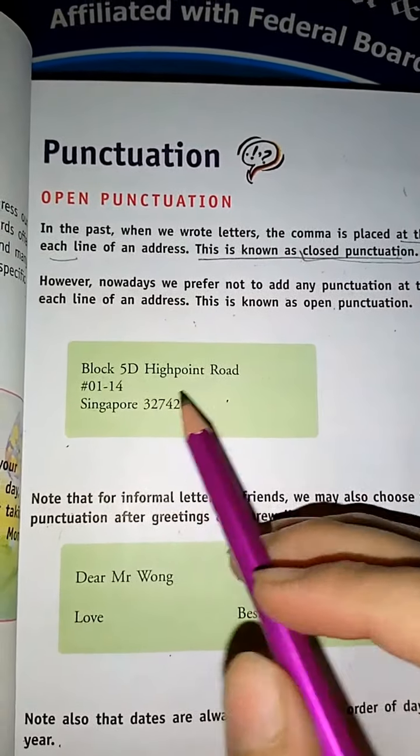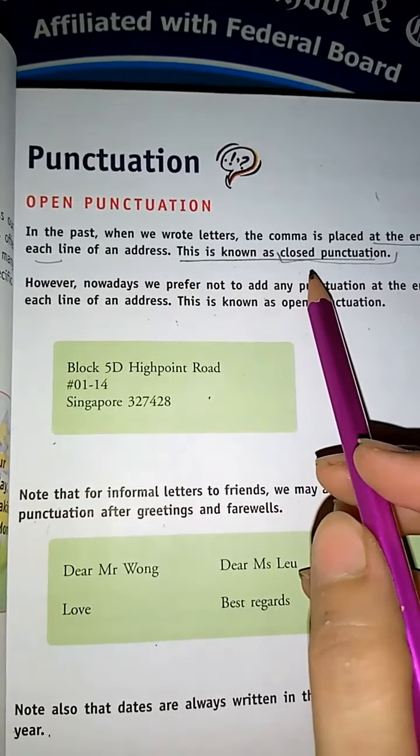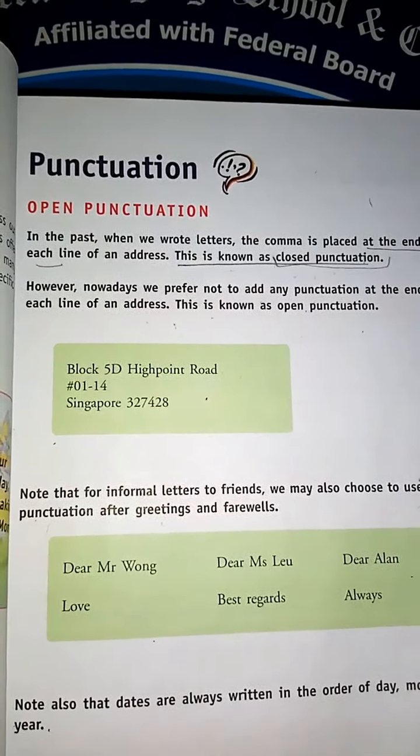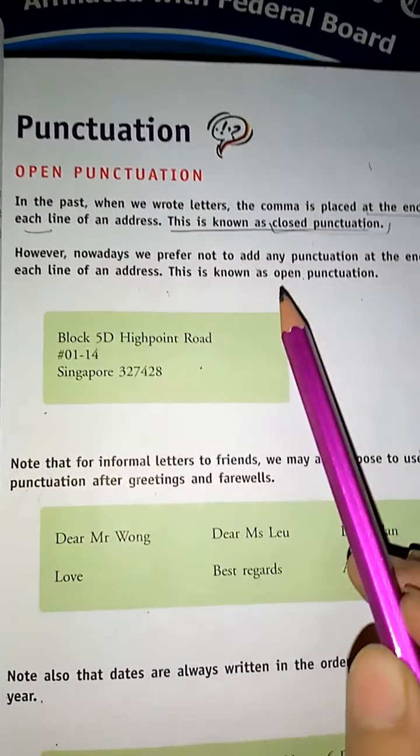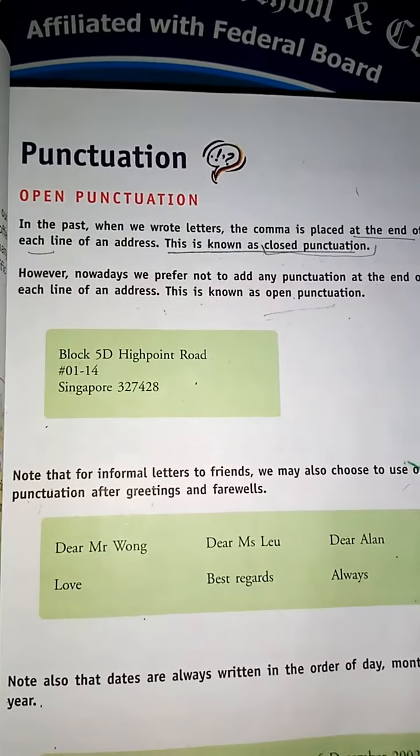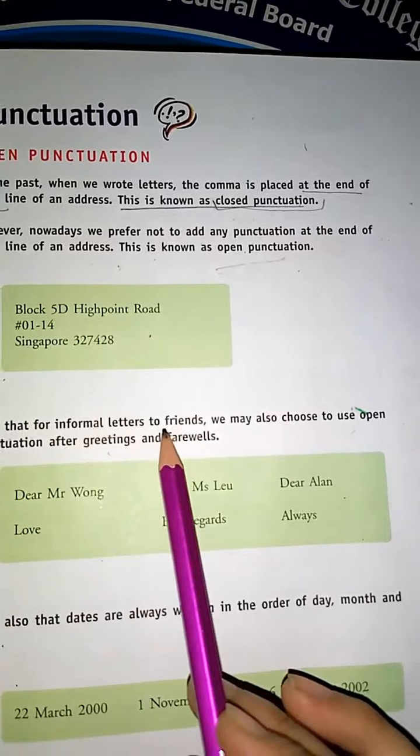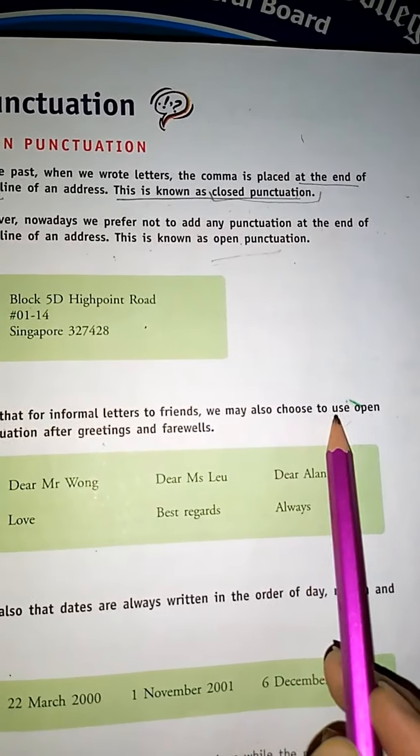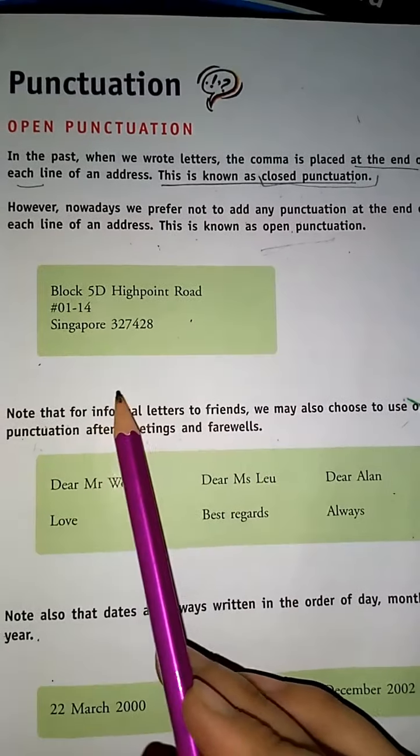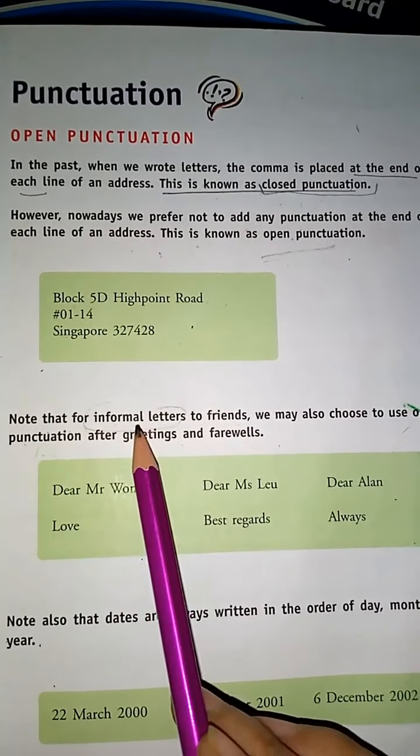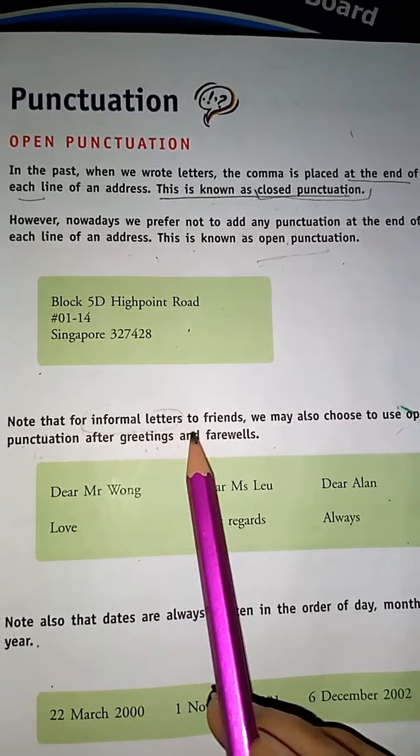In open punctuation we don't put commas at the end of the address, but in closed punctuation we add commas at the end of the address. Open punctuation and closed punctuation are very easy for you. Note that for informal letters to friends, we may also choose to use open punctuation after greetings and farewells. What are informal letters? Informal letters are the letters which we write to our siblings, our parents, our family, friends and relatives.